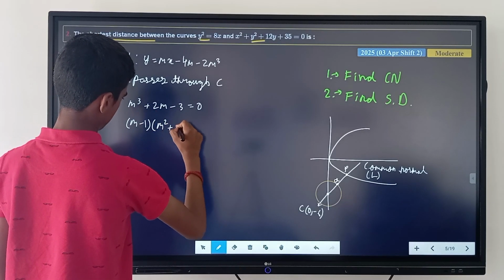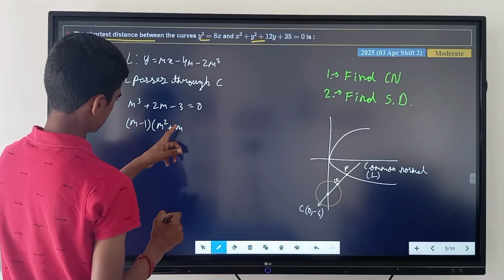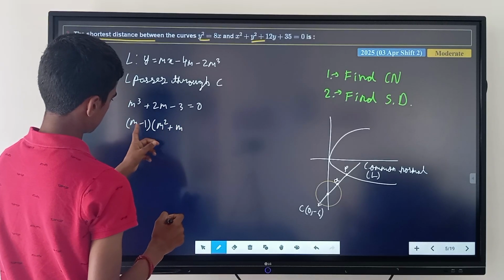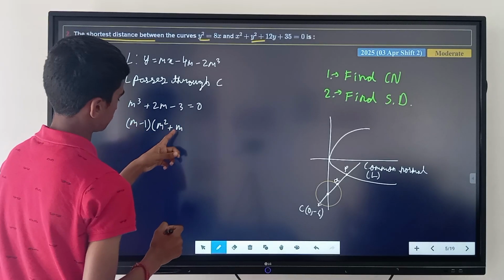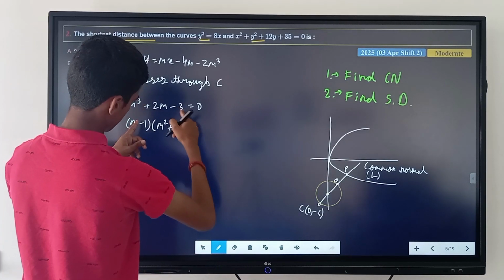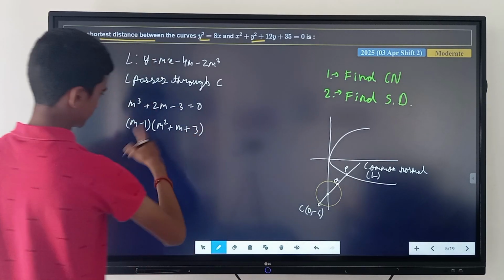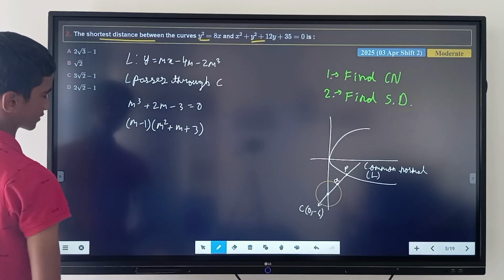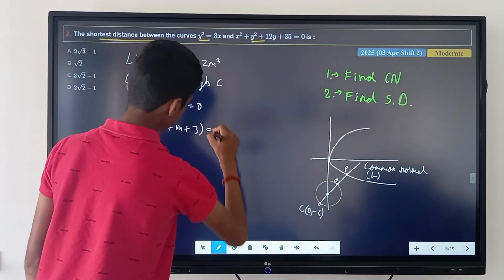Now we can factor this as (m minus 1) times (m square plus m plus 3). Minus m square and minus m square, no m square, and plus 3. Minus 1 into 3 will be minus 3. 3m minus m will be 2. Yes, this is equal to 0.